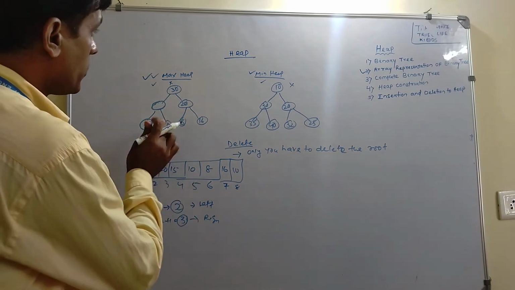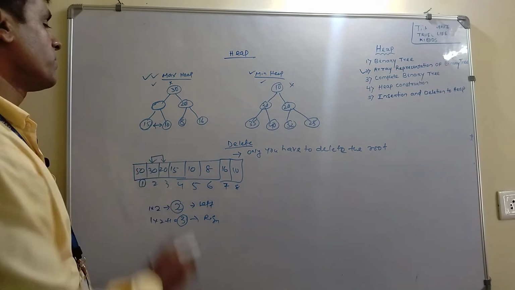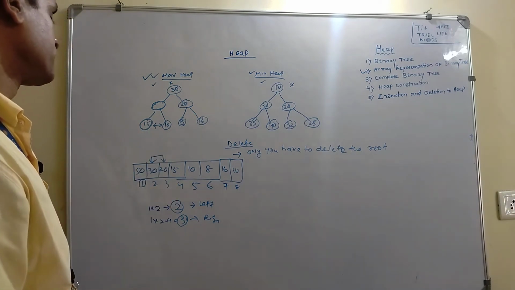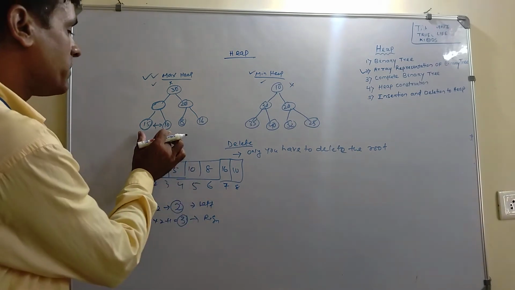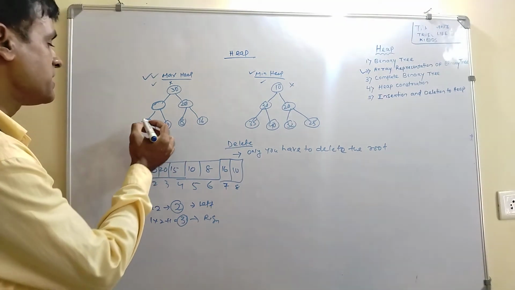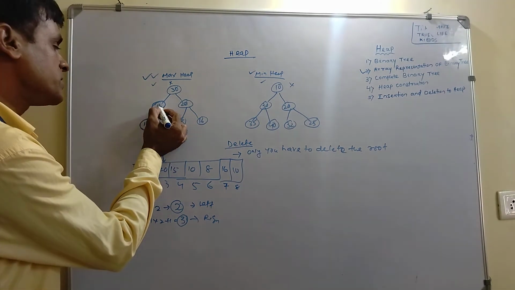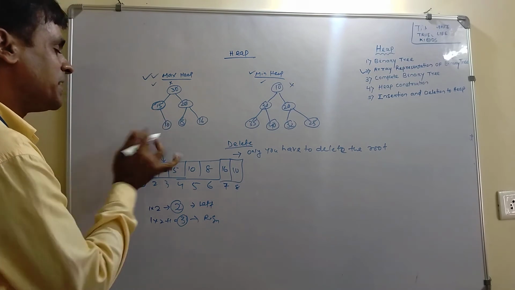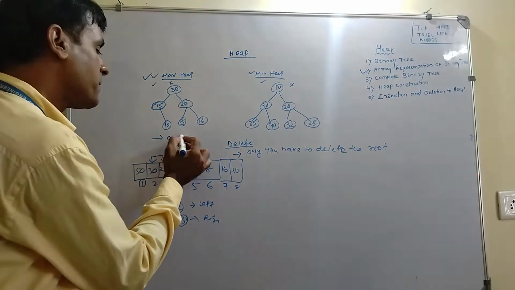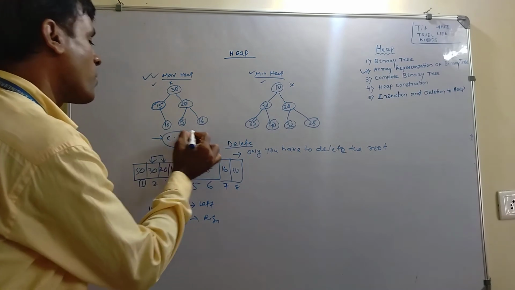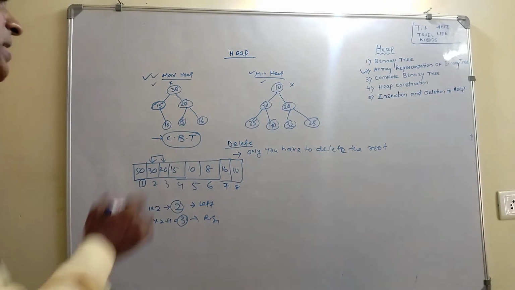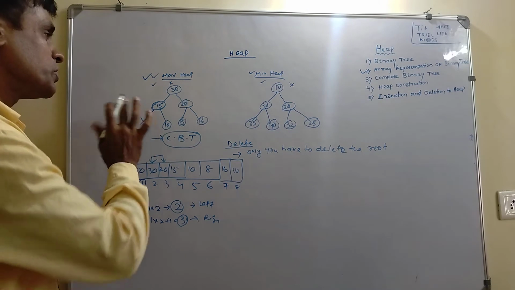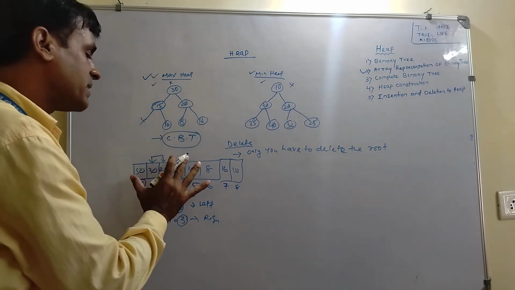Now if you do this, what is the problem here? The problem here is that if 15 goes into this place, this child will be missed. Is it a complete binary tree? No, it is not a complete binary tree because this value is missed. So this is a wrong way of representation.